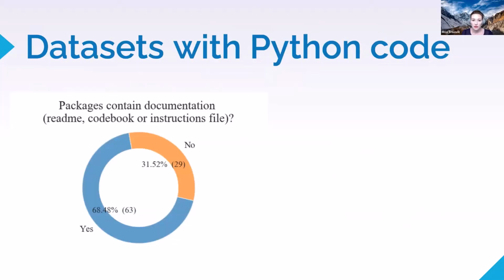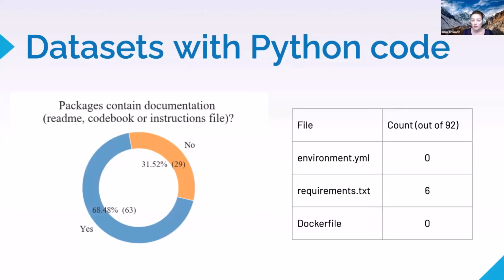So what else we learned about packages that contain Python code is, do they contain documentation? In most cases, they actually do. Around 70% of the datasets with Python code contain some sort of documentation. It's either a README or a codebook or instructions file. And also, the Python language has these environment-preserving files, such as requirements.txt or environment.yaml.